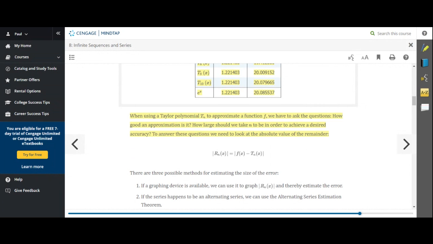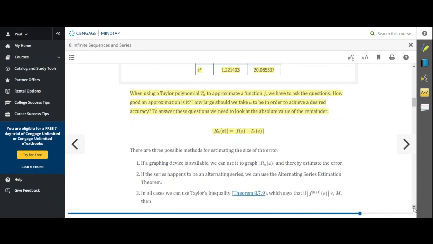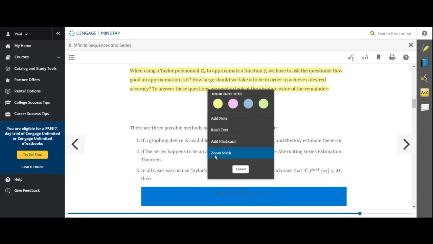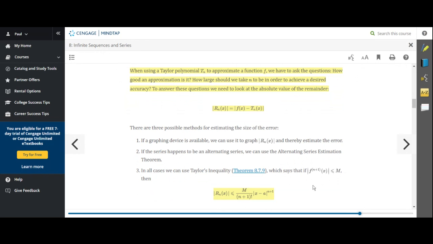Okay. And to answer the questions, we have to look at the absolute value of the remainder. So the remainder is the difference between the function and the nth degree Taylor polynomial. That's called your remainder. That's your error, in your approximation to the function at the x value you're looking at. Now, to get a bound on what this remainder is, we use what's called Taylor's inequality.